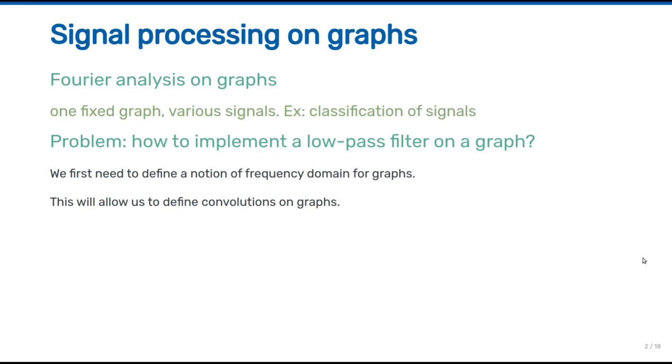So the basic idea here is to try to implement a low-pass filter on a graph. The low-pass filter is something which is very useful in signal processing because it keeps the low frequency and throws away the high frequency. So this is most of the time a way of doing denoising, and we'd like to try to implement such a low-pass filter on a general graph. So in order to do that, we'll define the notion of frequency domain for graphs using Fourier analysis on graphs.